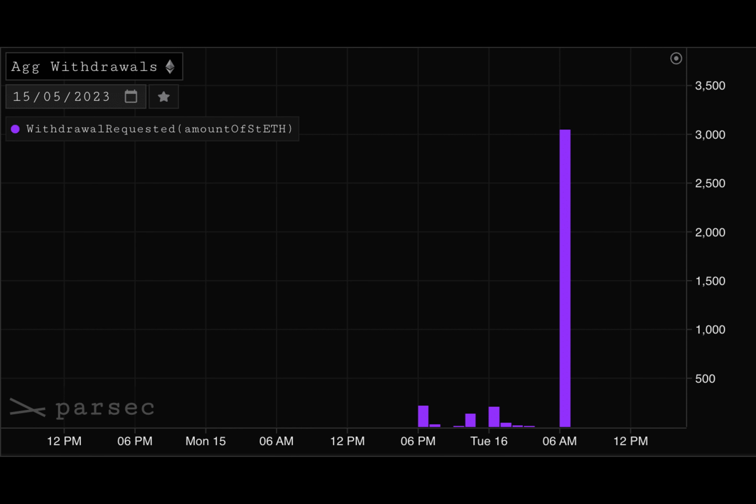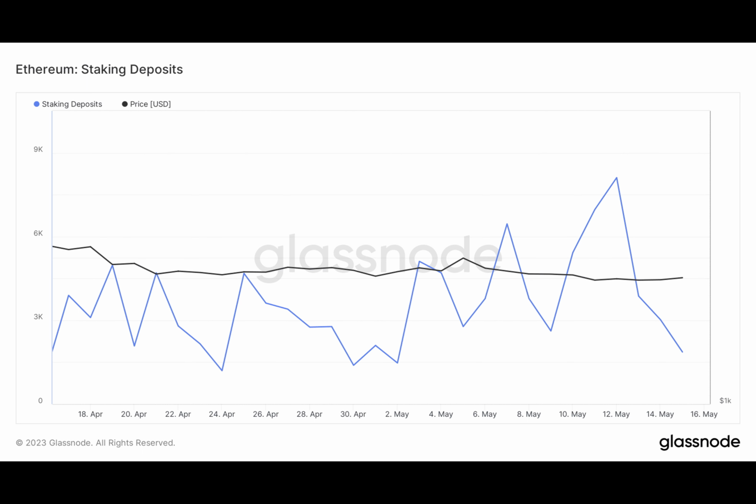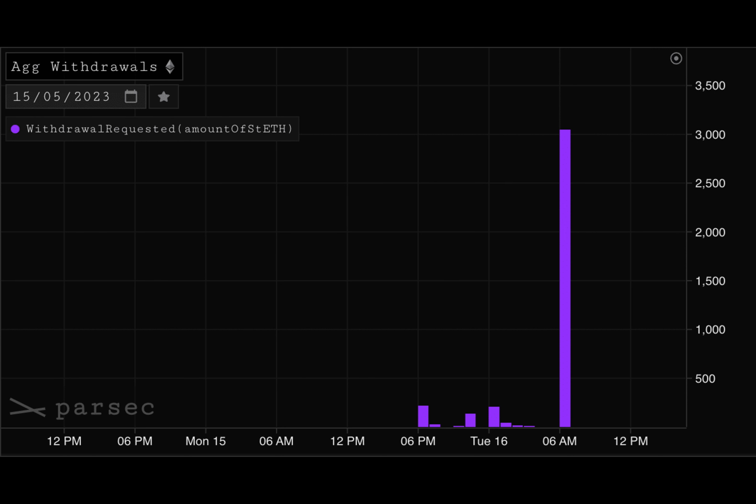Despite witnessing increased withdrawals in the last 24 hours, Lido retained its dominance as the leading platform for liquid ETH staking, maintaining a substantial market share of 31.39% of all staked ETH coins.